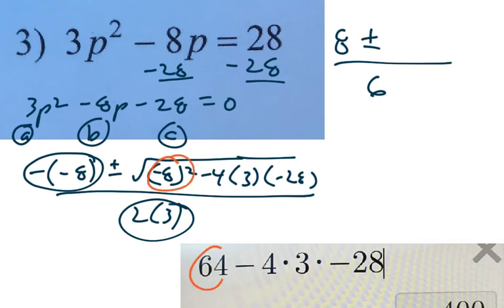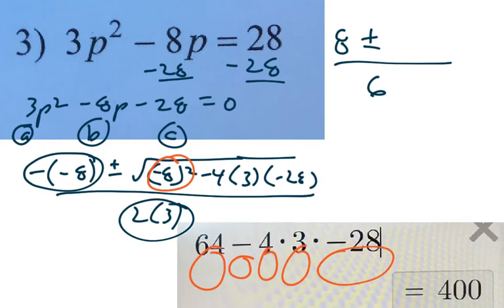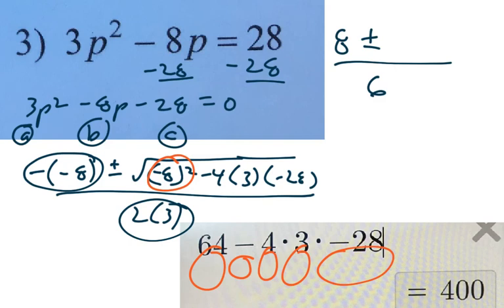Negative 8 squared, of course, is 64. Minus 4 times the a times the c. And what do we get? 400. Now, guys, the square root of 400 is 20. And if you need to, use your calculator, right? We're using calculators, guys. We're not shying away from using calculators. It's a valuable tool that we all take advantage of.